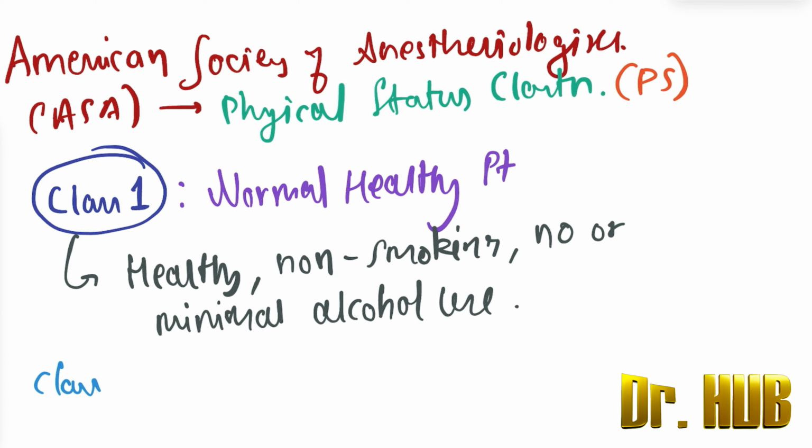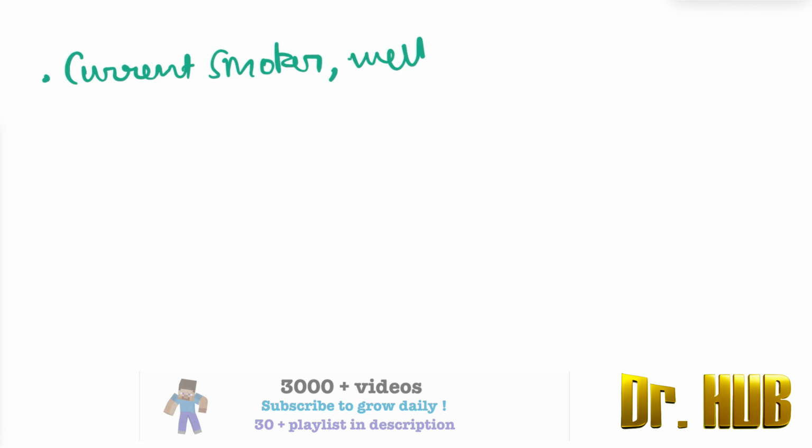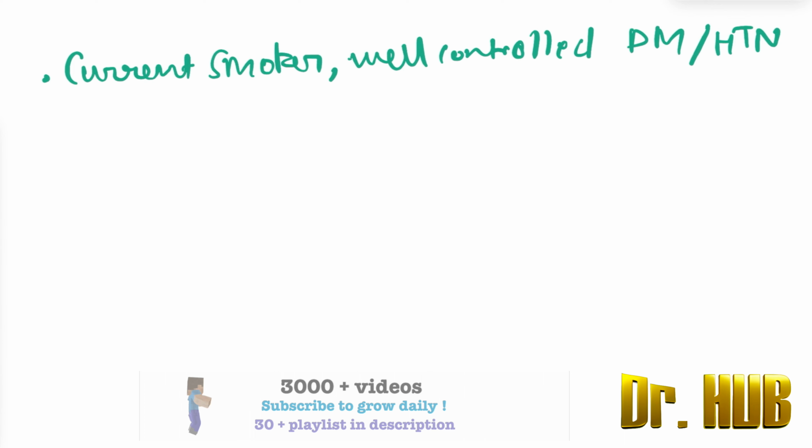Then we move on to class 2. Class 2 is a patient with mild systemic disease. What are the examples of class 2? It can include the current smoker, and well-controlled DM, diabetes mellitus, as well as HTN, that is hypertension.